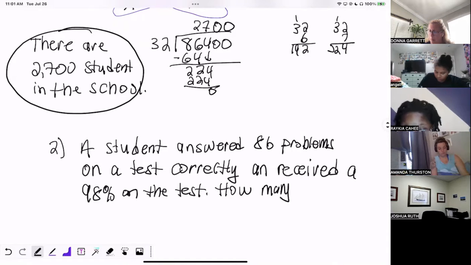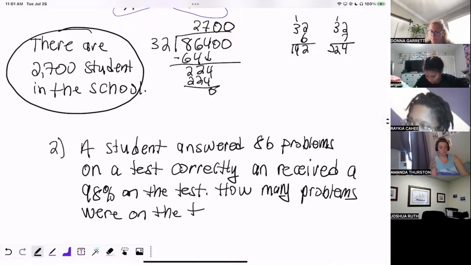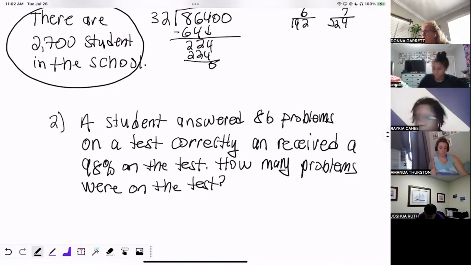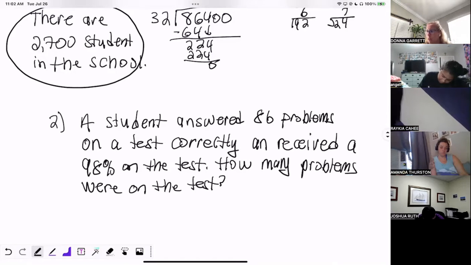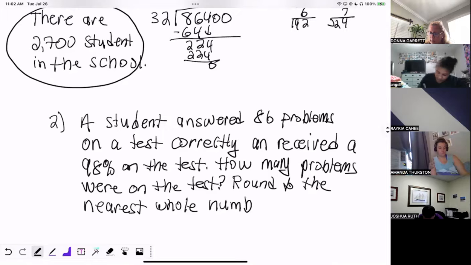How many problems were on the test? Assuming all problems are worth the same amount, so every problem is worth like 4 or 5 points. Now this one, they give you directions because the decimal goes on. It's going to be a decimal in your answer, so you're going to round to the nearest whole number.